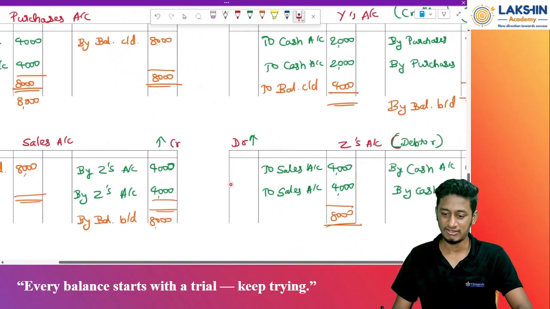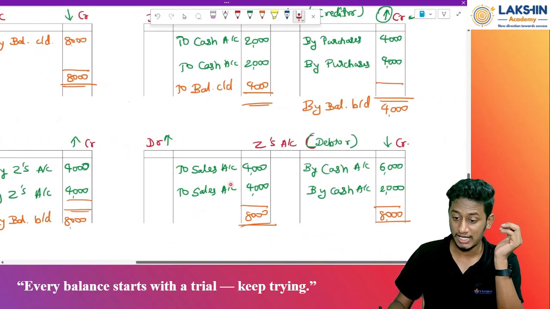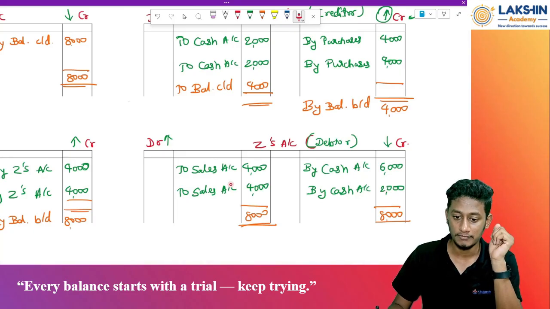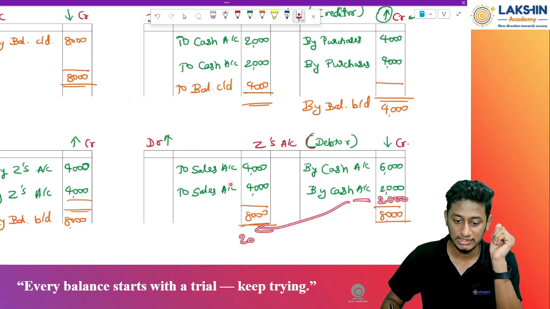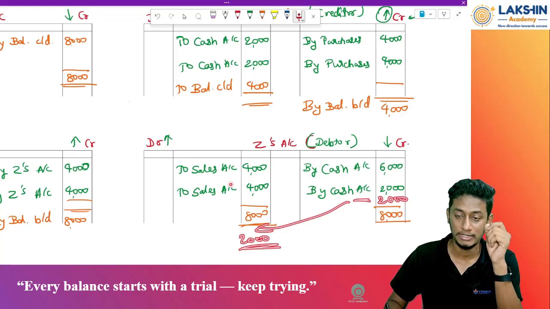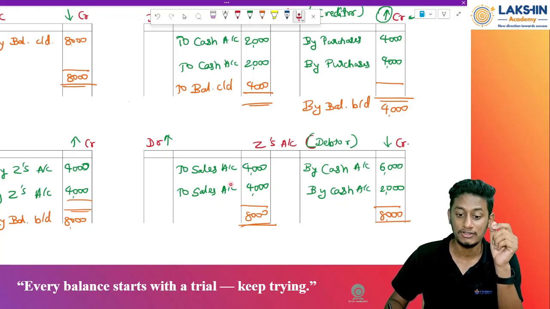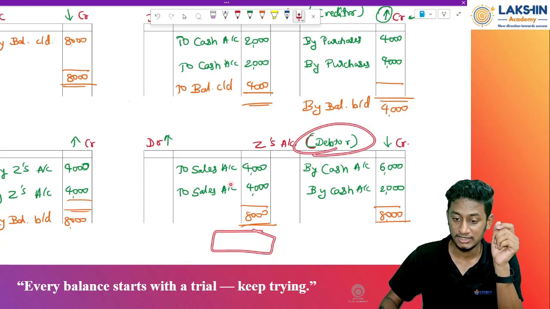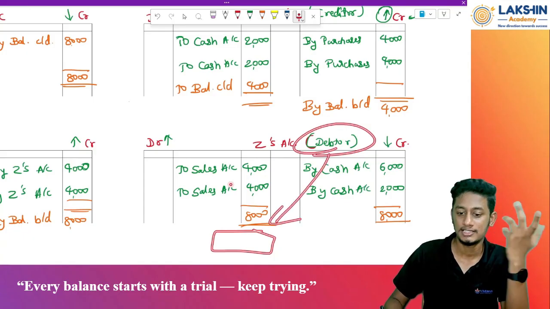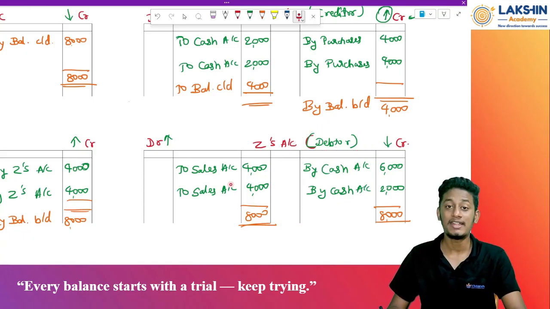See, for Z's account, we don't have a balance, so no point looking. But let us say this cash entry was not there. Then the balance would have been 8,000 minus 6,000, that is 2,000 over here. This would have been carried forward on the debit side, so the balance would have been on the debit side. So debtors will have a debit balance. Simple. Why do debtors have a debit balance?